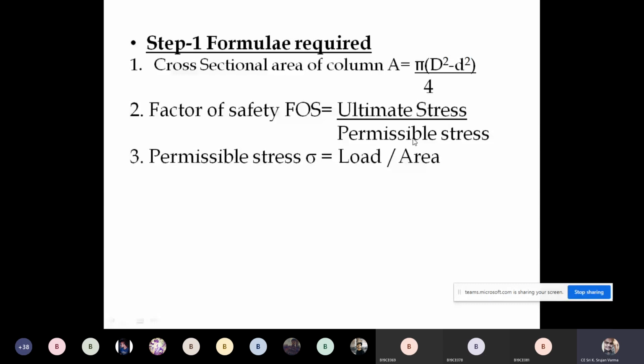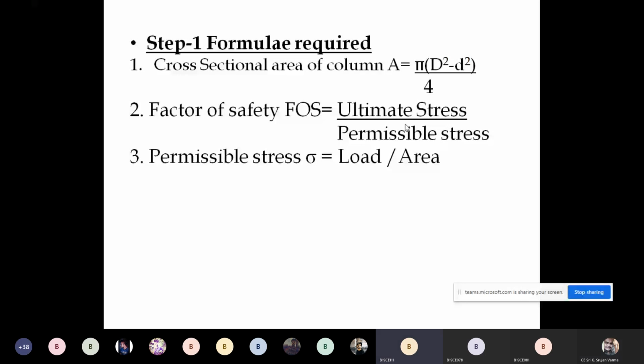Why is cross sectional area required? In the question they asked us to determine the internal diameter. The only formula where internal diameter can be applied is cross sectional area. Roll number 111 Dheeraj, can you tell me the cross sectional area formula for a circle?